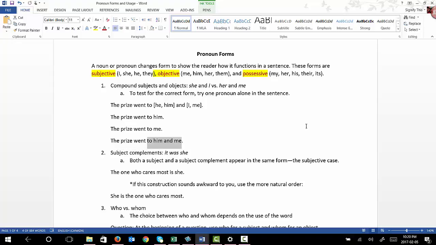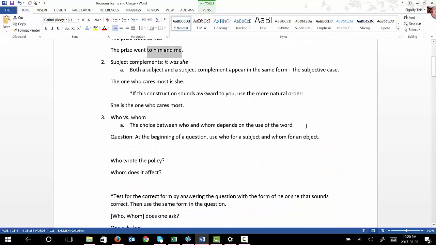Complements. It was she. So both a subject and a subject complement appear in the same form, the subjective case. So when you have this sentence, the one who cares most is she. If this construction sounds awkward to you, use the more natural order. She is the one who cares most.